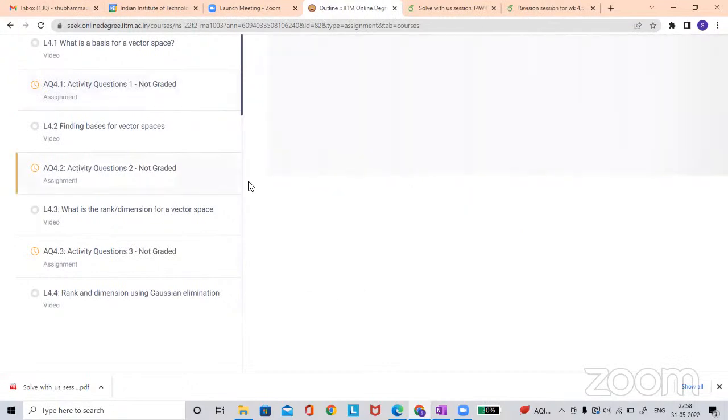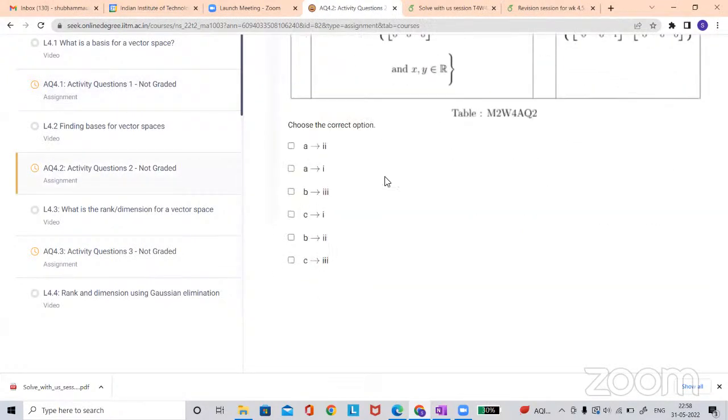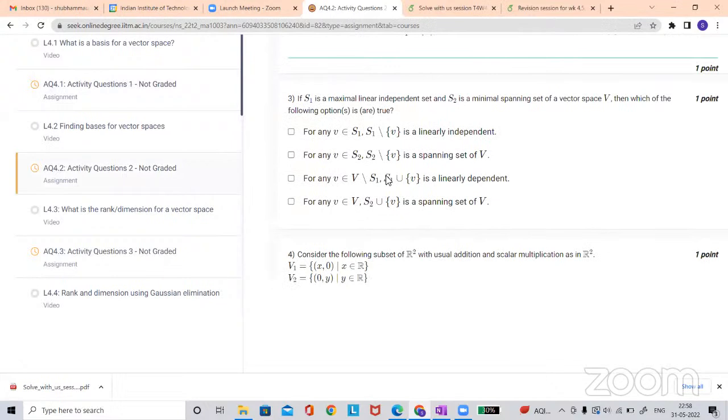Okay. 4.2, question number 3, option 3. Okay. This one. Yes, sir. This is correct, sir. When we are eliminating one vector, what is the main first line? Small b belongs to capital B. Sir, what is the meaning of this line?